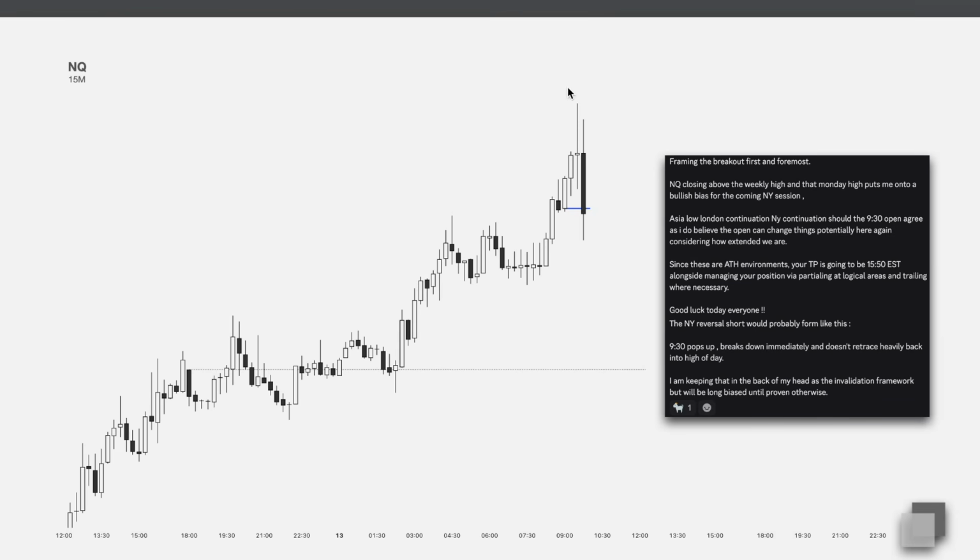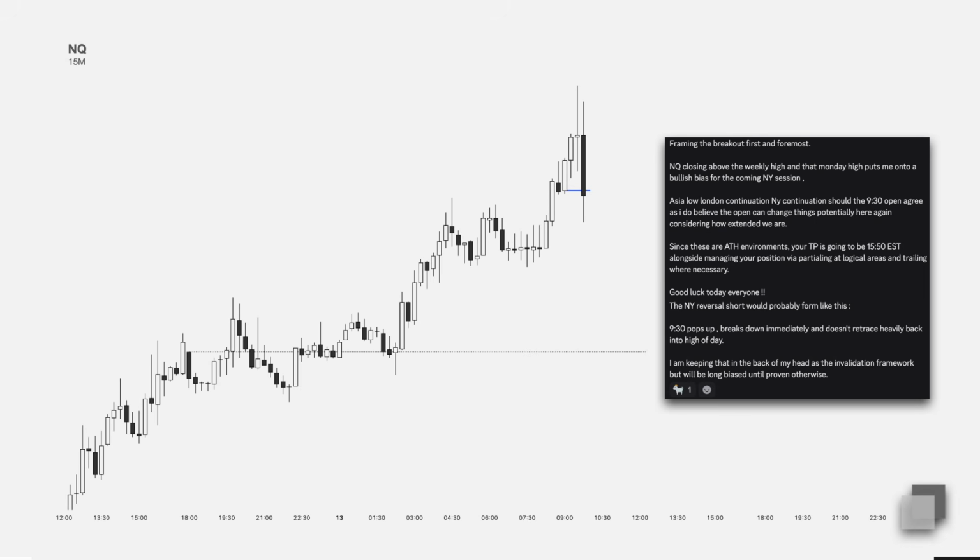The fact that New York enters the marketplace, makes a high, and then starts to break the structure into the downside is the first signal that I'm taking that this may not be a bullish framework and that in fact my bias is invalidated, therefore putting me onto the short side to draw towards that daily opening price.